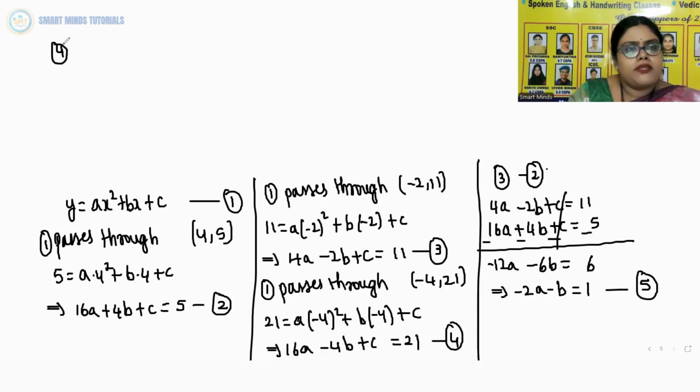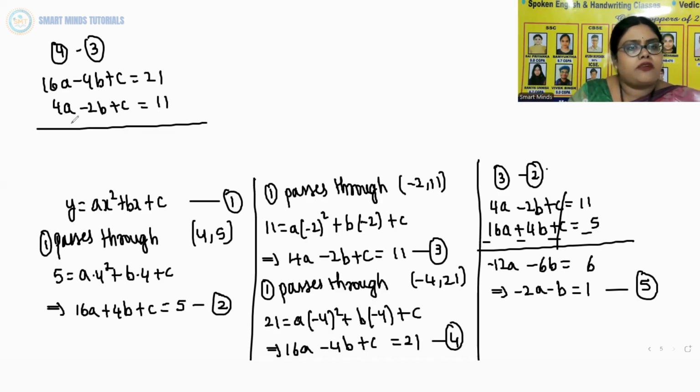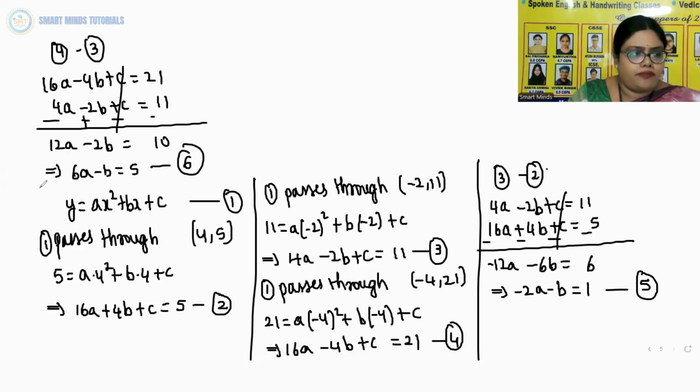Now we will do 4 minus 3. So write the fourth equation, 16a minus 4b plus c is equal to 21, and third equation is 4a minus 2b plus c is equal to 11. Now we subtract. For subtracting we have to change the signs. Minus becomes plus, plus becomes minus. C minus c cancel. 16a minus 4a is 12a. Minus 4b plus 2b is minus 2b is equal to 21 minus 11 is 10. So if you take 2 common, 6a minus b is equal to 5. This is equation number 6.